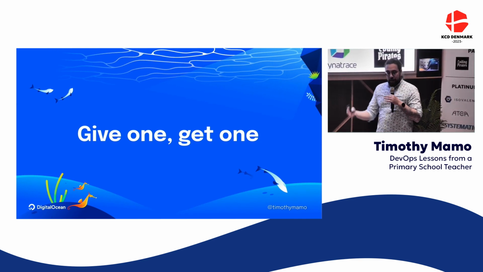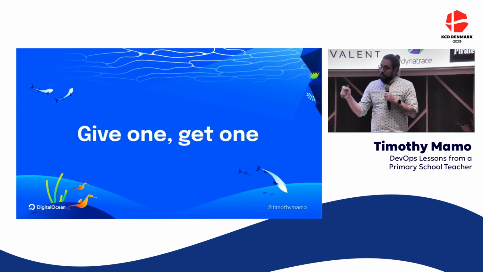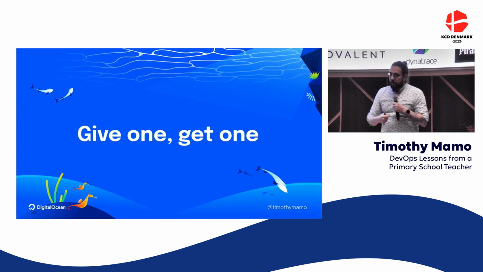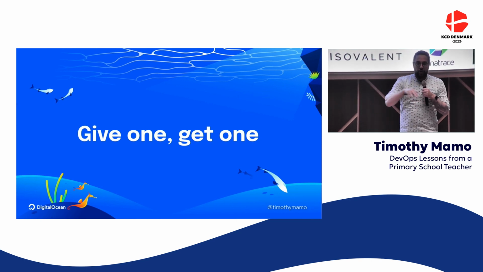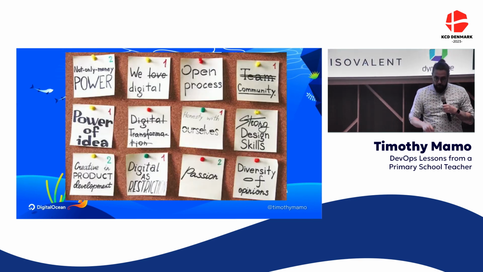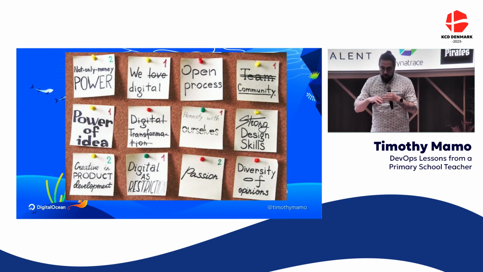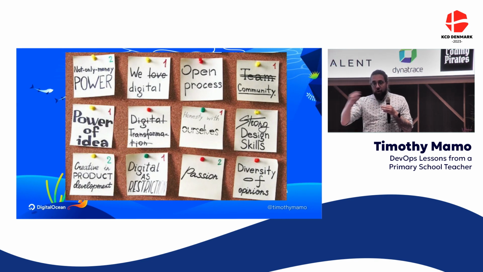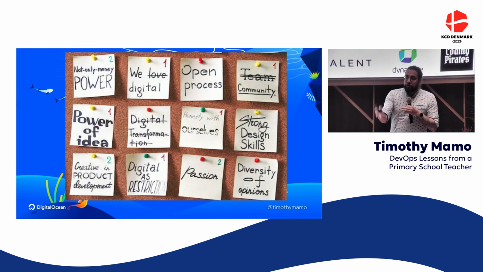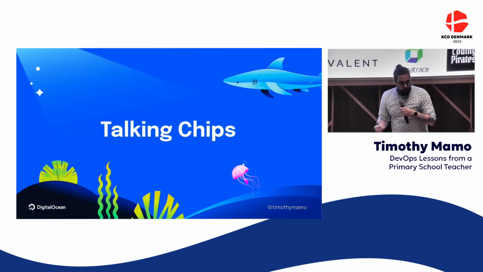Next one is give one, get one. And this is where the teacher asks the kids to write down a fact that they know. So they write down a fact about how to add, for example. They then go around the classroom and give one of that fact and get one from each and every one of their classmates. And we can do this to get a good understanding of knowledge harvesting. When you're starting a program or starting a project, you want to go around the table of engineers and ask them, what do you know? What do I know? Share that knowledge and make sure that you have the desired knowledge for the outcome you want.